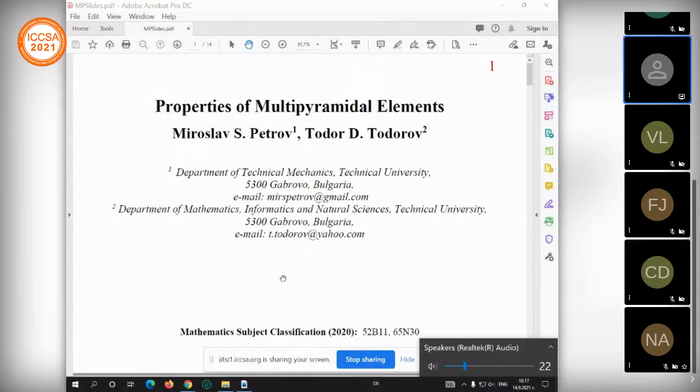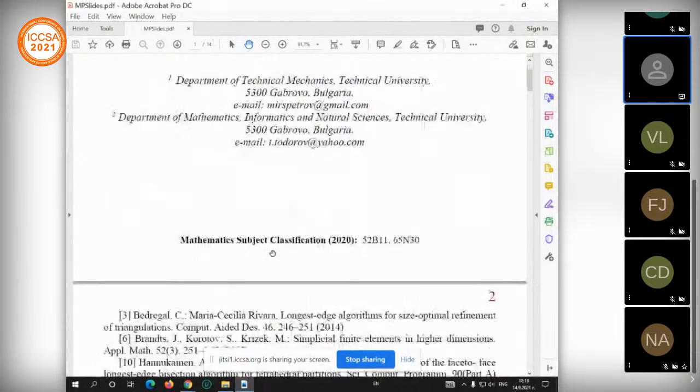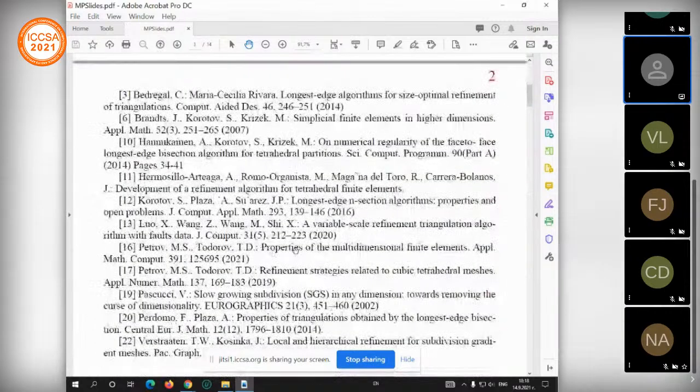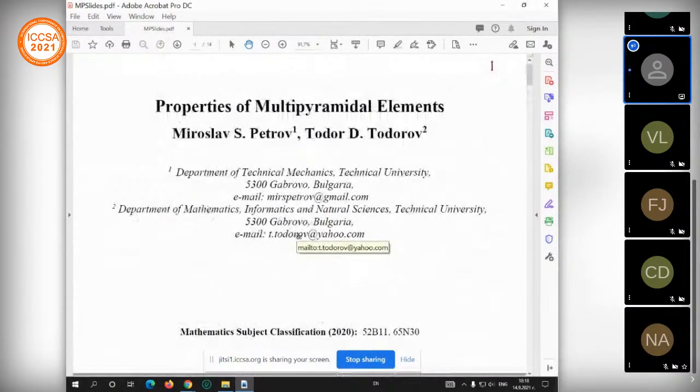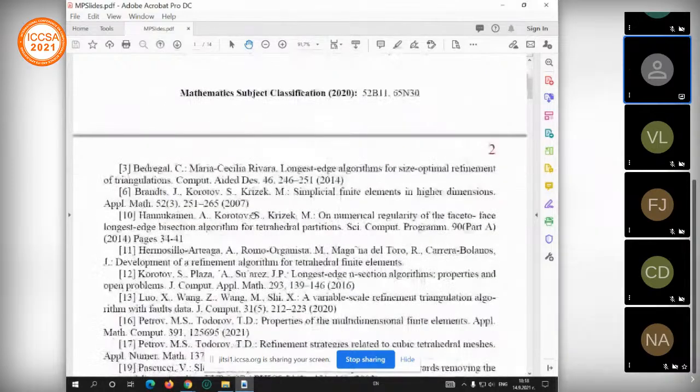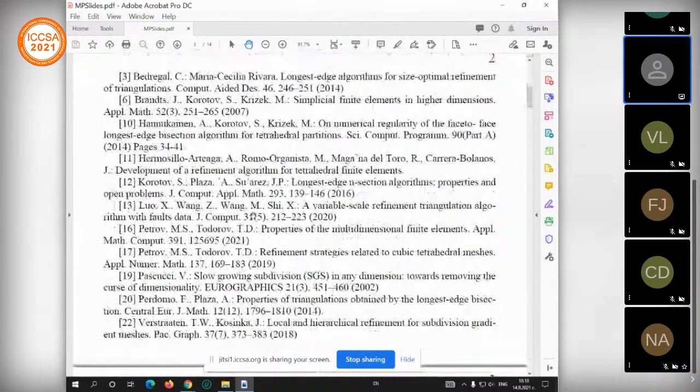Maybe I begin with my presentation. Dear colleagues, I'm glad to present to you new results in the area of computational geometry. Okay, please go ahead. You did say the name, probably. Yes, I said my name. My name is Todor Todorov. Look here, this is my name. I'm the second author. Okay, I meant in the system. Okay, please go ahead.